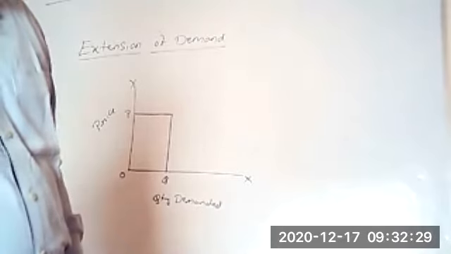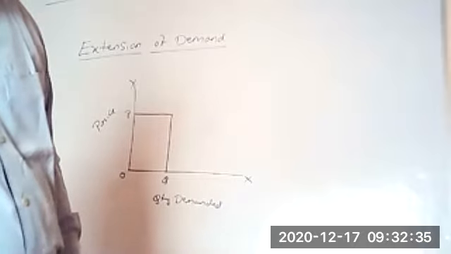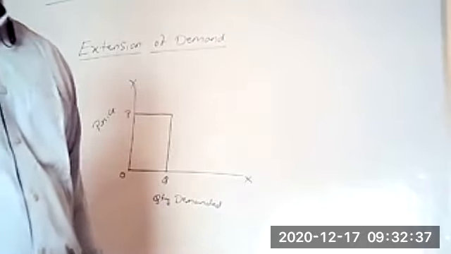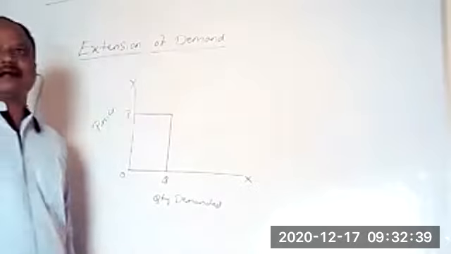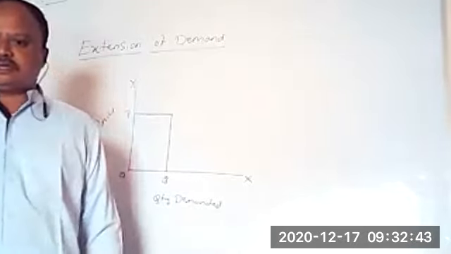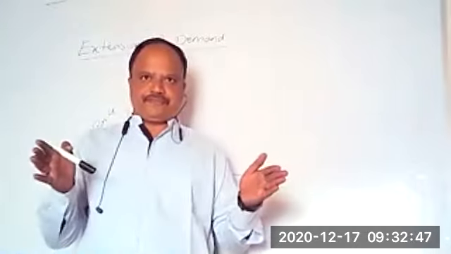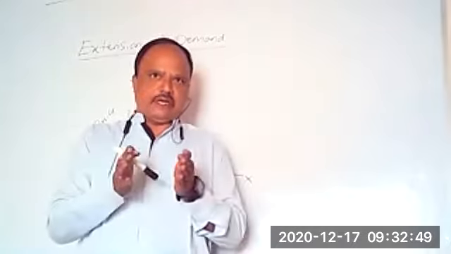When the price falls, more units are demanded at a lesser price. Right? This is an extension. Extension at the lower price, contraction at the higher price.